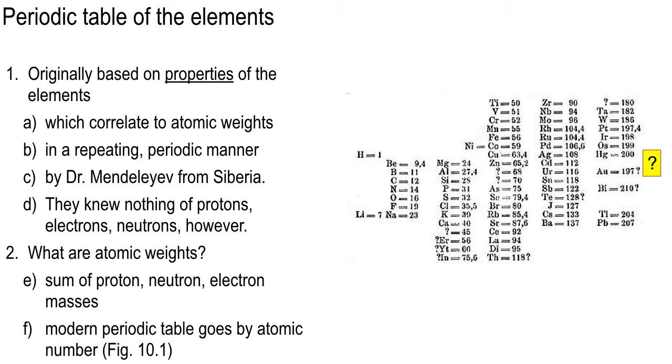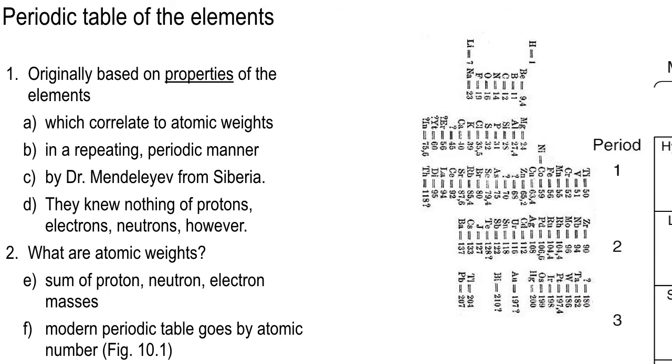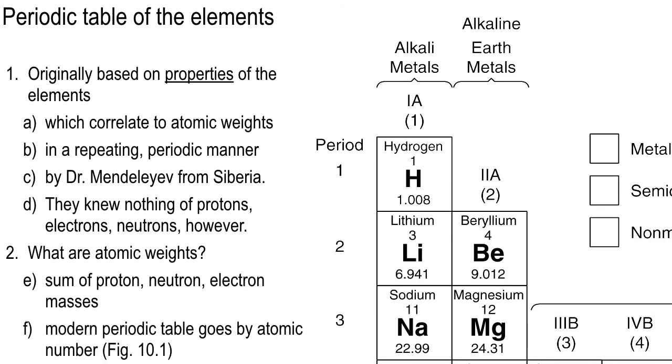Okay, the modern periodic table, figure 10.1 in your textbook, and you guys are in chapter 10 now. The modern periodic table goes by atomic number. Now that is something that they could not figure out in that day. Well, not very easily. And here's a slice of what we have today. Now you can see that hydrogen and lithium, Li, are next to each other. They're stacked up. And here's sodium down here. So Mendeleyev was on the right track. But where he was going horizontally, we now go vertically.